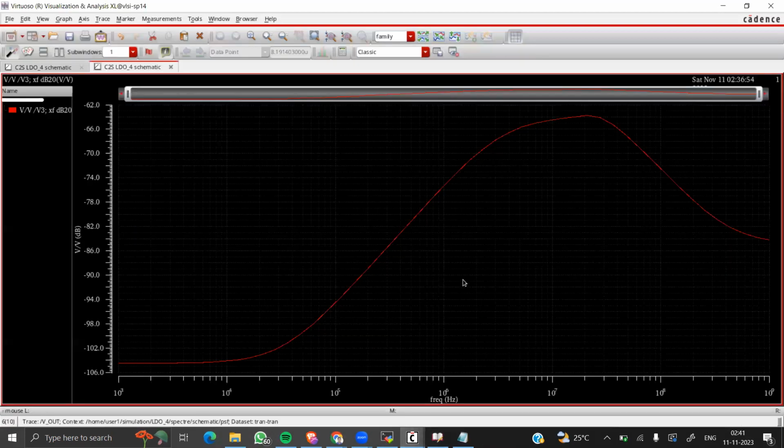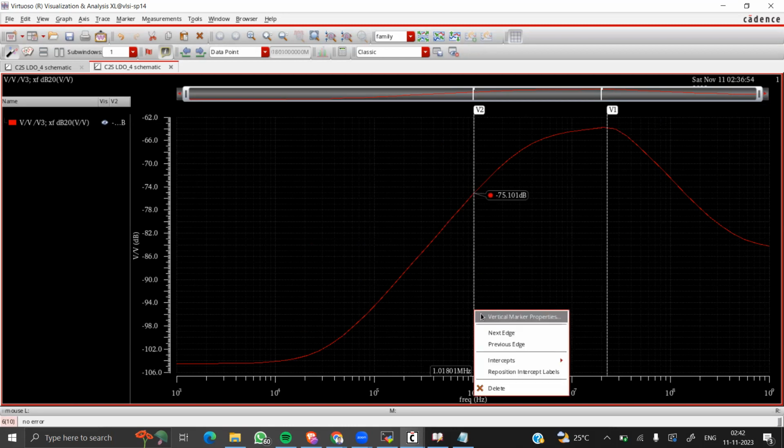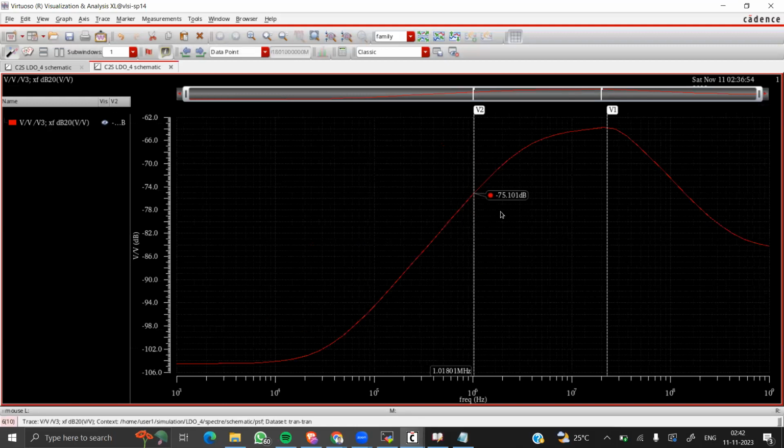Yeah, here we go. So this is really good. We are seeing a maximum PSRR of negative 63. I think that's a pretty good value. The constraint while I was designing this was greater than minus 40 dB for 1 megahertz of signal. And what do we see? We see around minus 75 dB. That's pretty good.